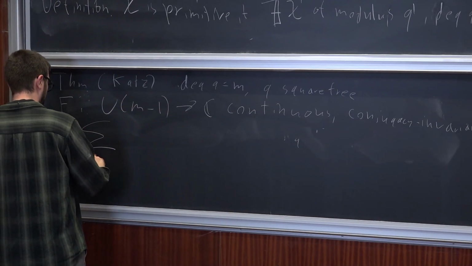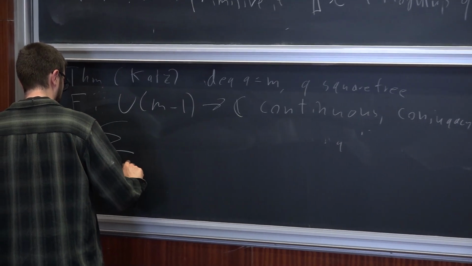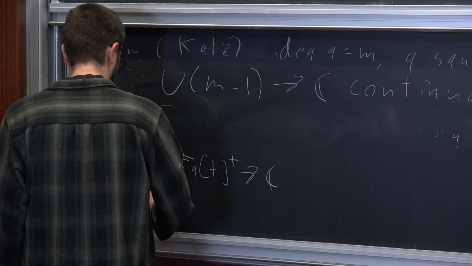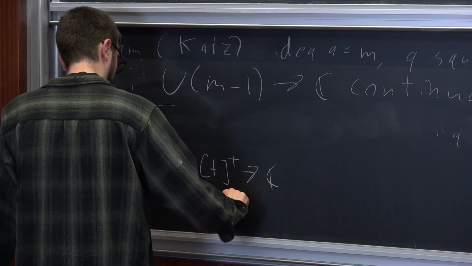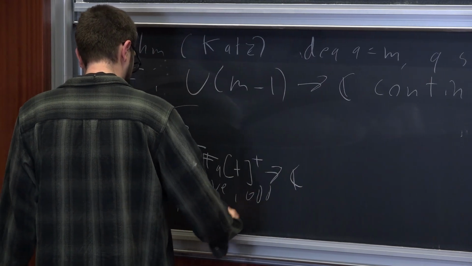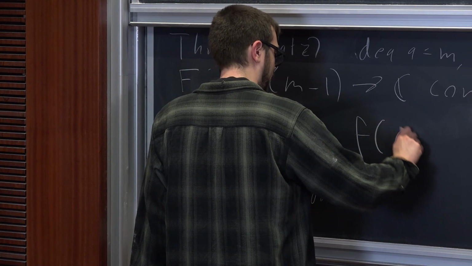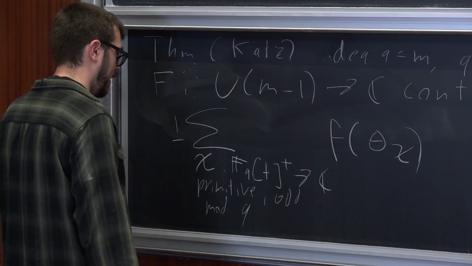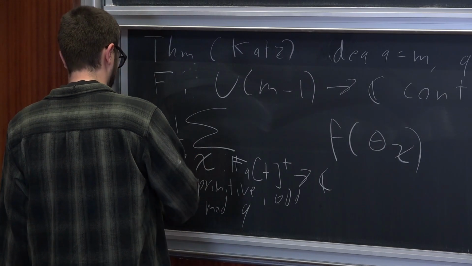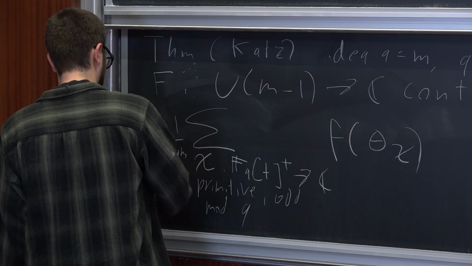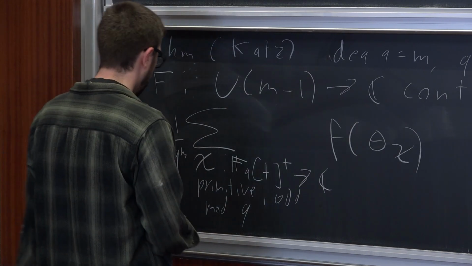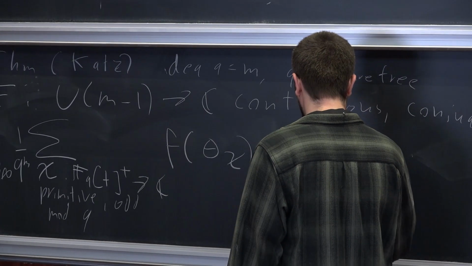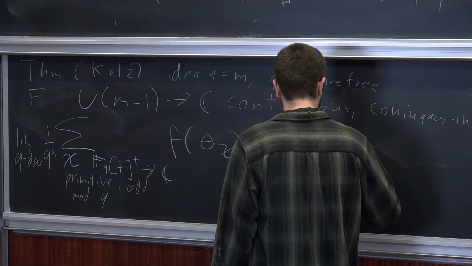If you sum that over all chi that are primitive and odd modulo g, the sum of f of theta chi, and divide by, well, you can just do q to the m here if you feel like it, and take the limit as q goes to infinity, this will equal the integral over U(m minus 1) of f of theta.